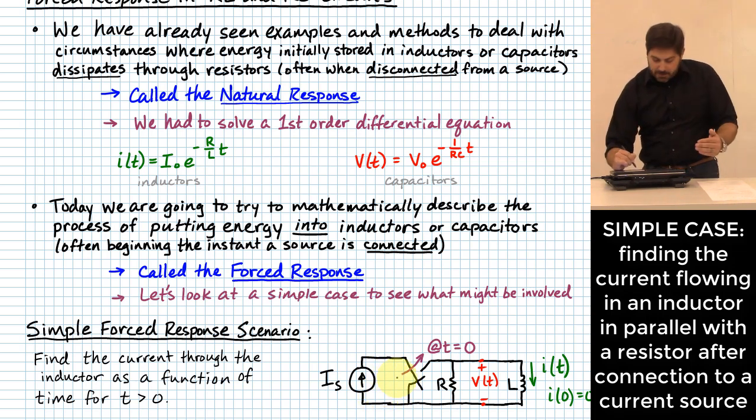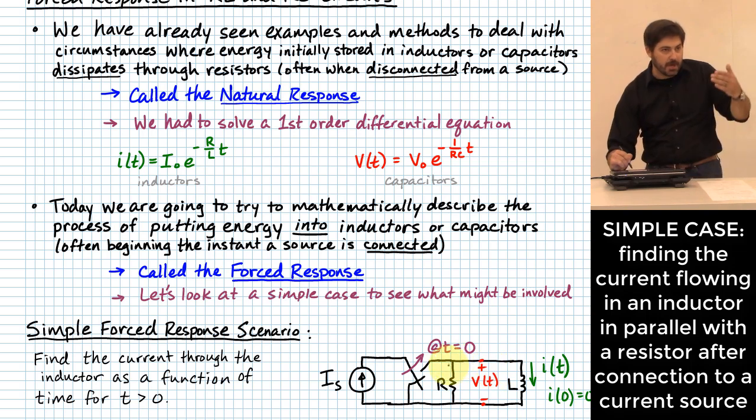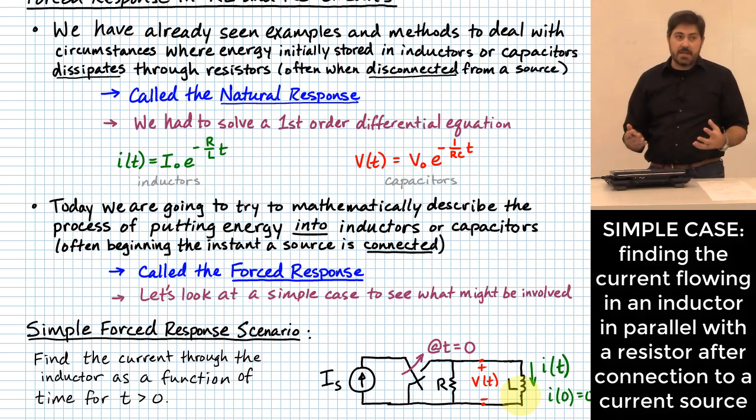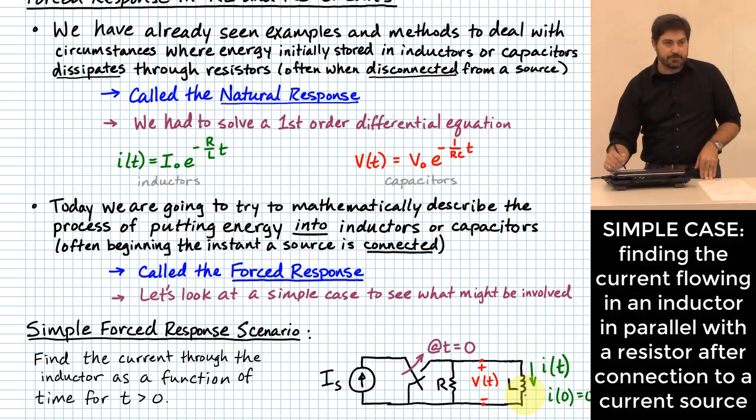But then at time zero, that switch moves over, and then what will happen? Well, that current being supplied by that current source, instead of going in this pointless little loop, is now driven over here, and it's going to be split: some of it might go through the resistor and some of it might go through the inductor. Then what we're going to do is see over time how the current behaves in the inductor.